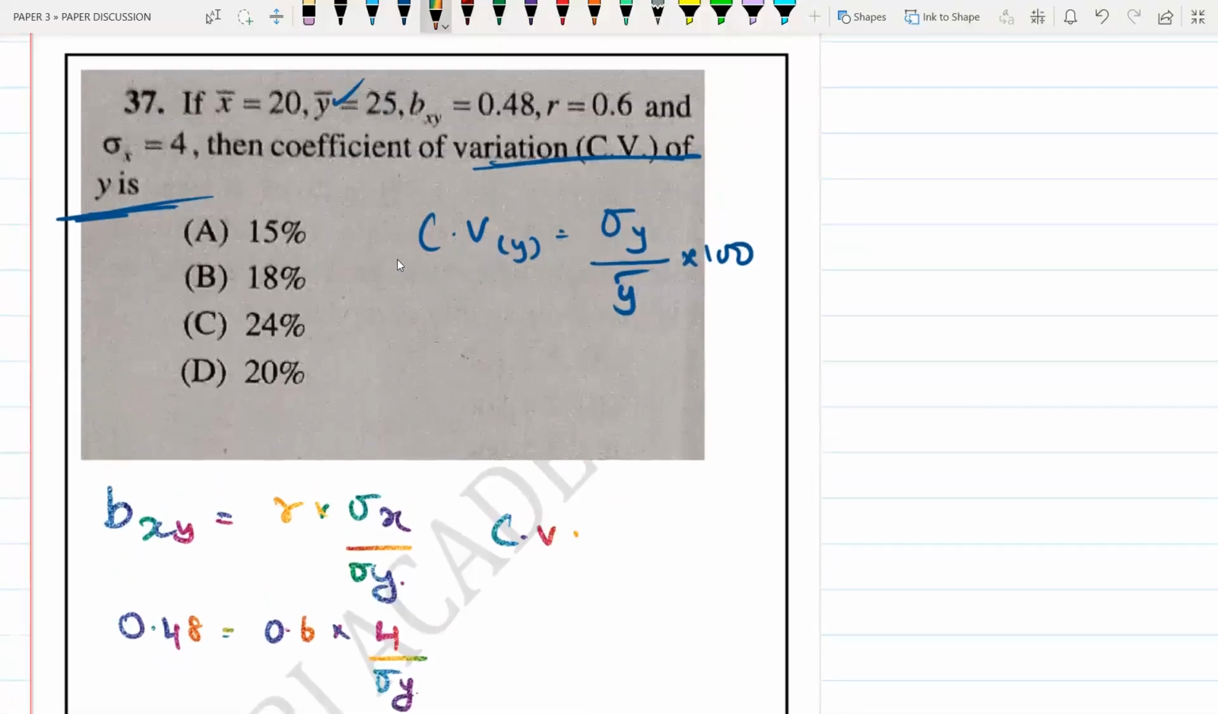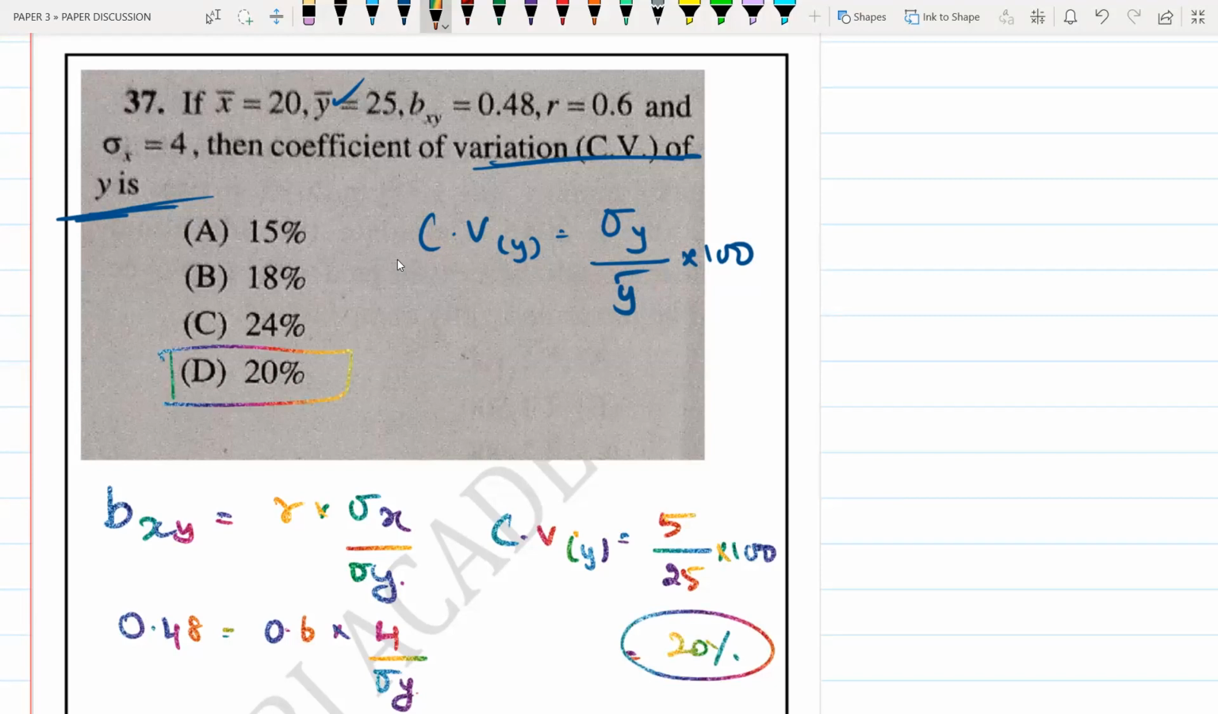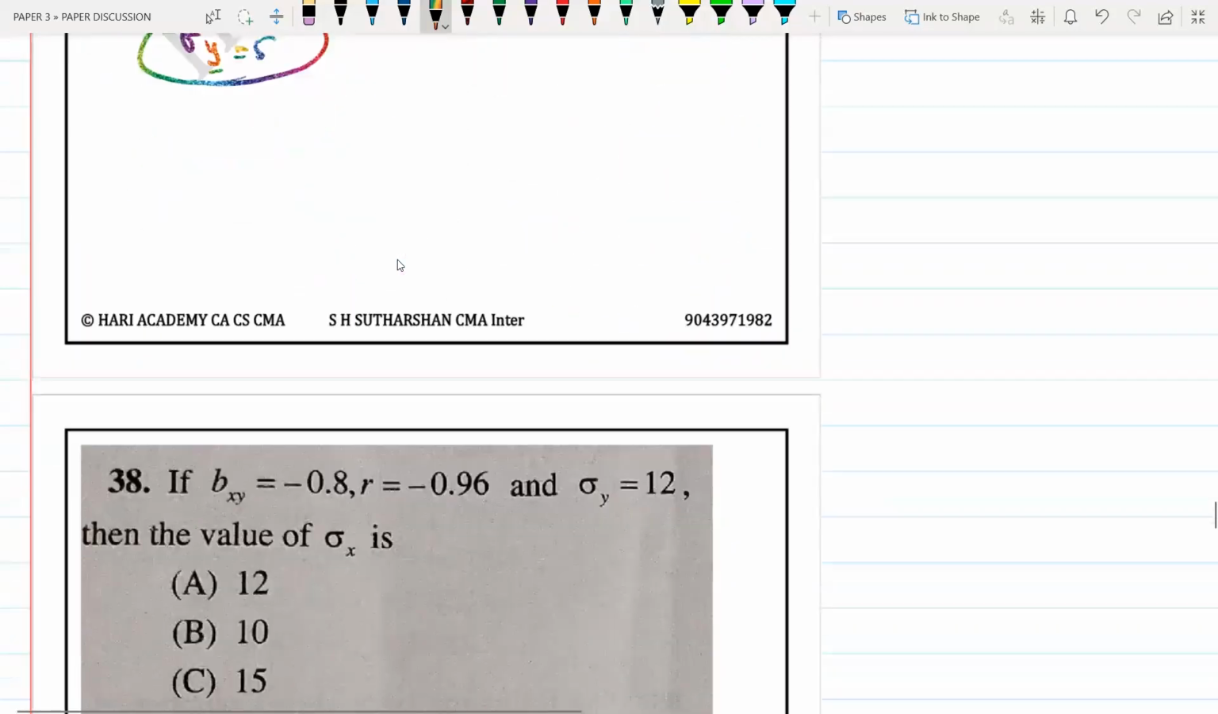So the coefficient of variation of y is equal to standard deviation, 5, divided by y bar into 100. So 5 divided by 25 into 100. It will become 20%. So my final answer is going to be what? Option C. Final value is going to be option C.